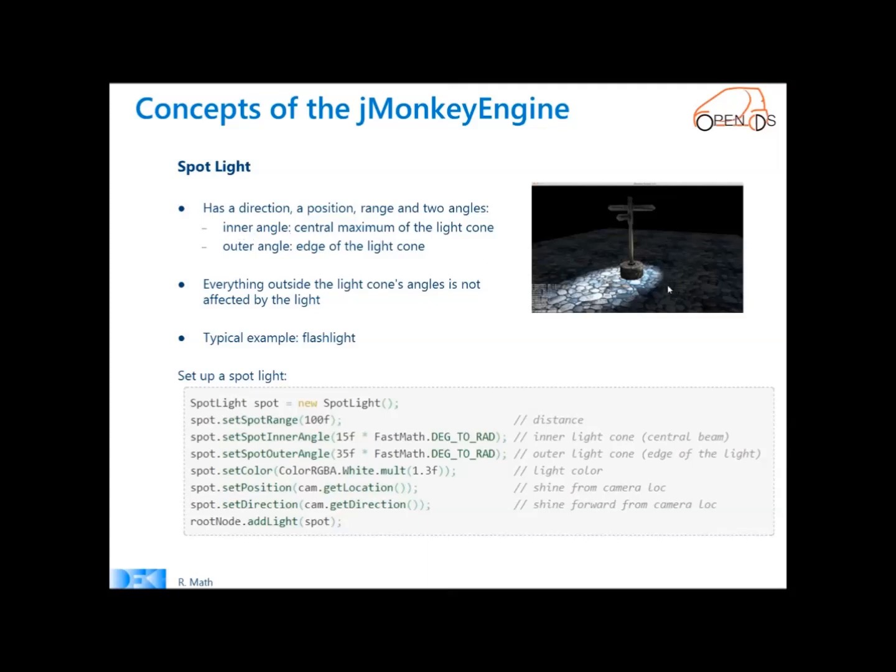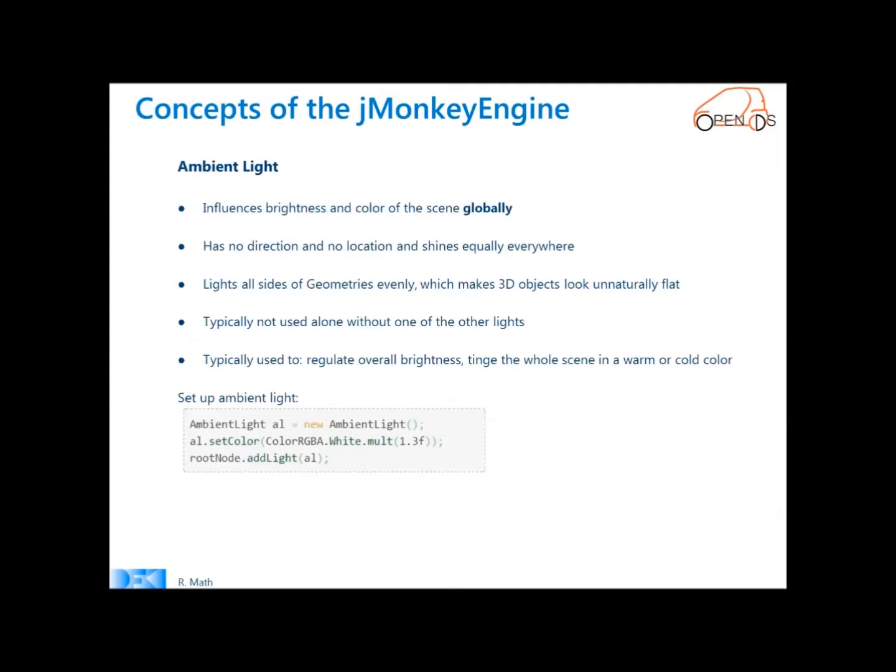If you enlarge this angle, there would be more area on the surface which is illuminated. Yeah, this is what you can see here. Everything outside the light cone angles will not be affected by the light. As an example, here you have a flashlight. It's rather the same. Here you can specify some parameters and add it to the root node.